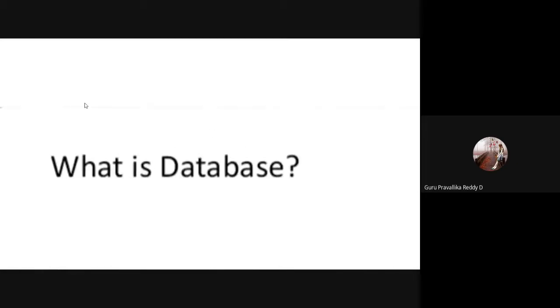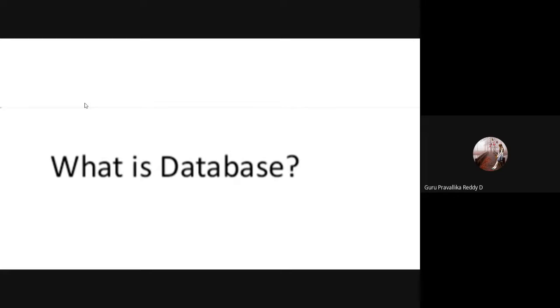First of all, what is a database? A database is a collection of information that is organized so that it can be easily accessed, managed, and updated. Data is organized into rows, columns, and tables, and it is indexed to make it easier to find relevant information. Data gets updated, expanded, and deleted as new information is added.